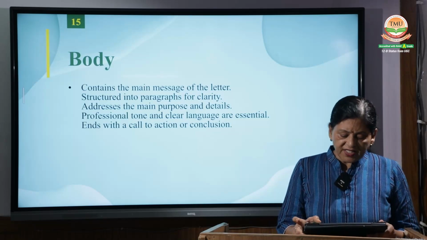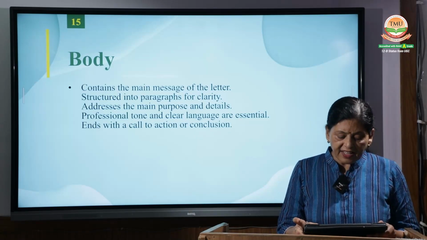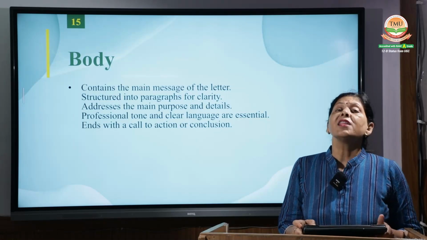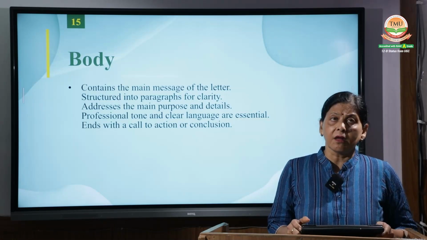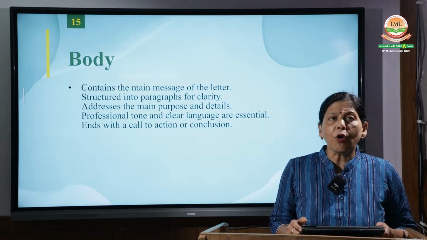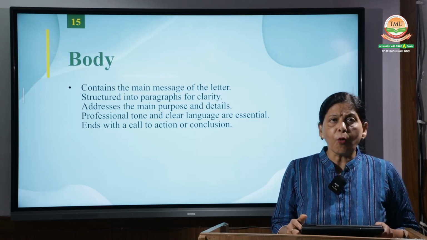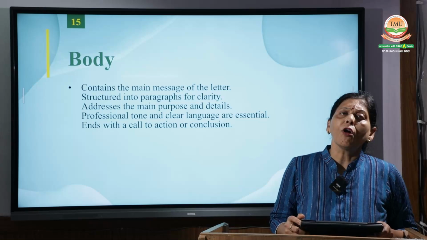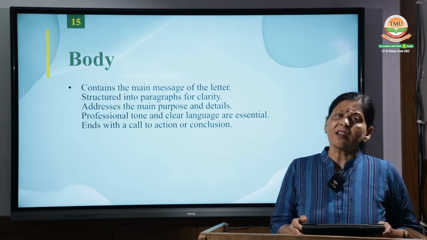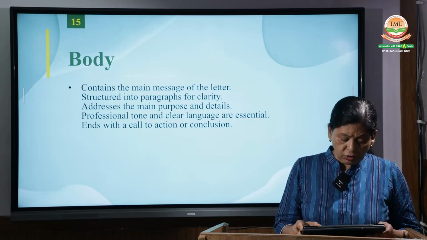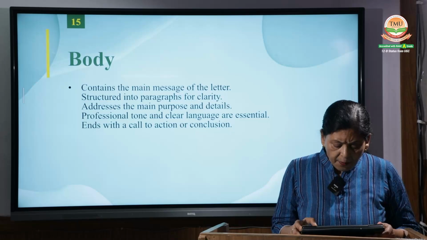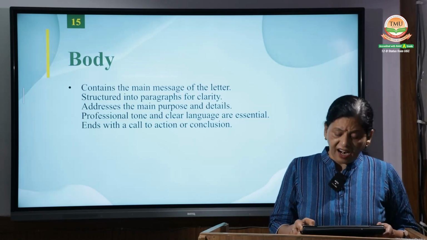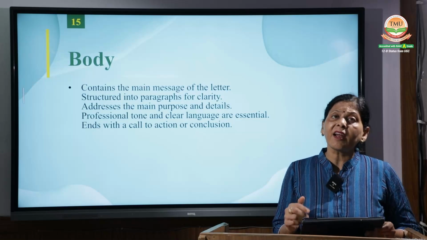I have missed out one of the slides, that is the body. After the subject line, we have the body. The body is again divided into three parts. First is the introduction, then the main part of the body, where most of the content and information for which the letter is written is there, and then the conclusion. The most important thing about the body is that it should be structured properly in paragraphs.